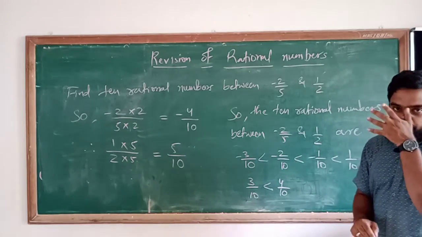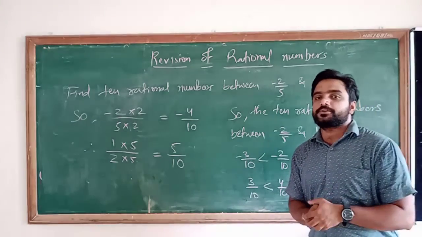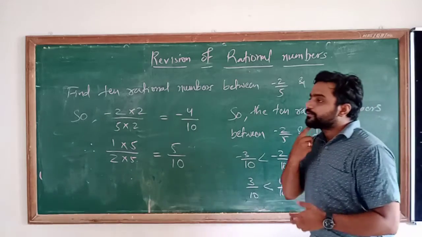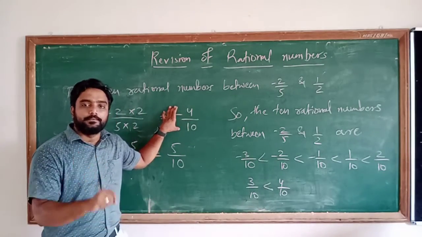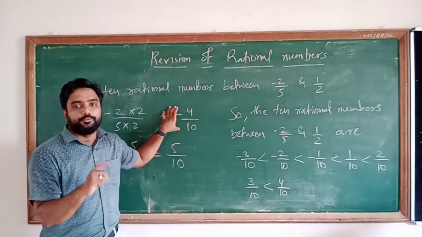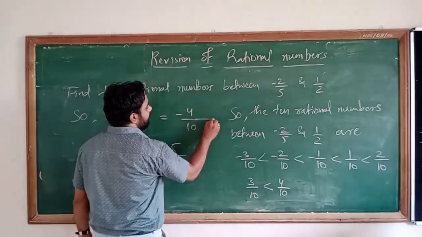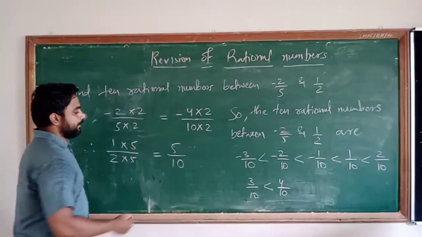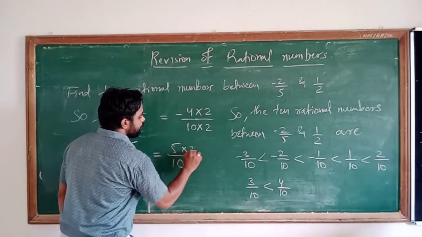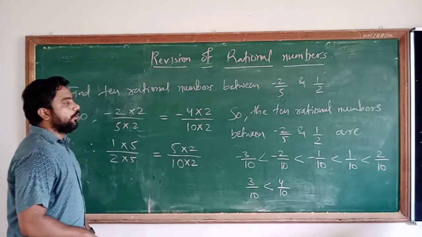Okay. Now if I want to increase more rational numbers, so what I will do? Okay. So I will change these rational numbers by multiplying the same number in the denominator and in the numerator. Suppose I am multiplying it by 2 and 2. Understand or not? And the same will be here, that is 2 and 2. So what will I obtain?